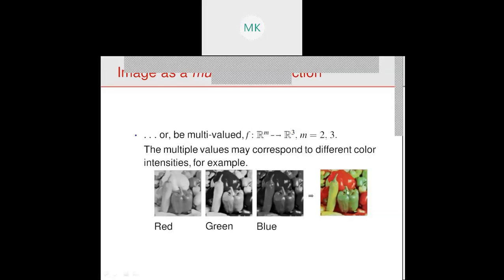So we are going to identify these color entities. Image as a multi-valued function: we map the function f from R^m to R^3, where 3 represents R, G and B. R represents red, G represents green and B represents blue.